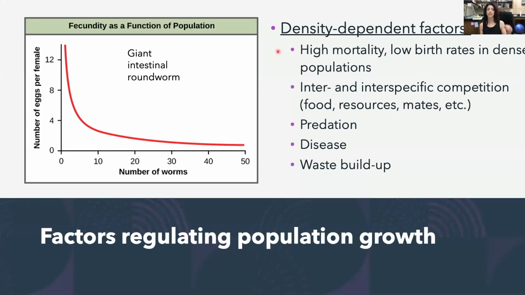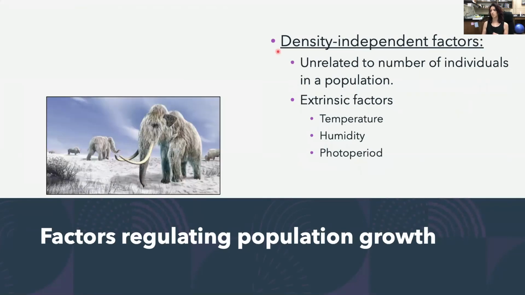By contrast to density dependent factors, we also have density independent factors. These are unrelated to the number of individuals in a population. We consider these to be extrinsic factors, things like temperature, humidity, photoperiod, how much sunlight you get during the day. And so it's the combination typically of density independent factors and density dependent factors that ultimately result in a population's demise. And of course, nothing in nature is simple.